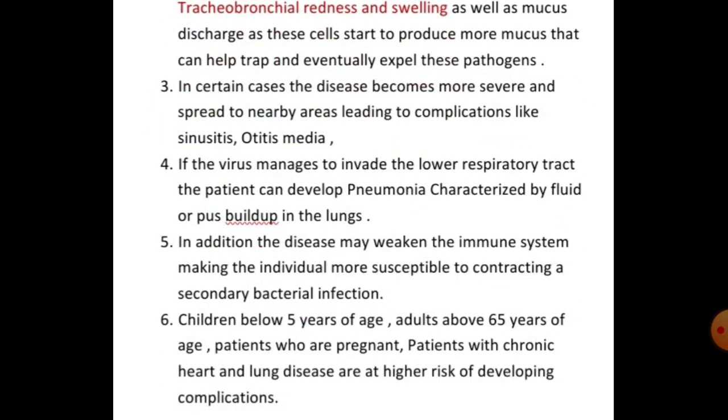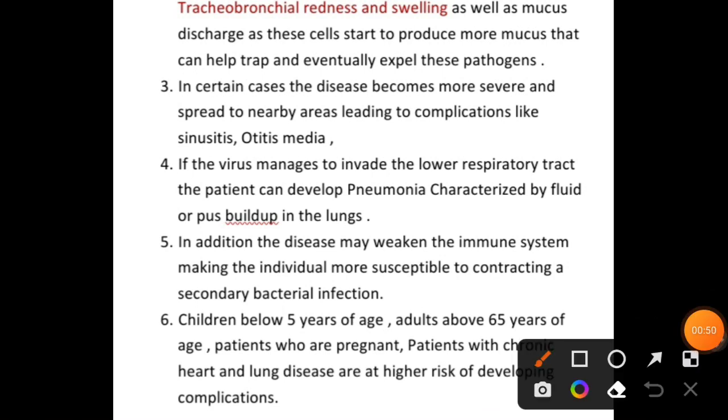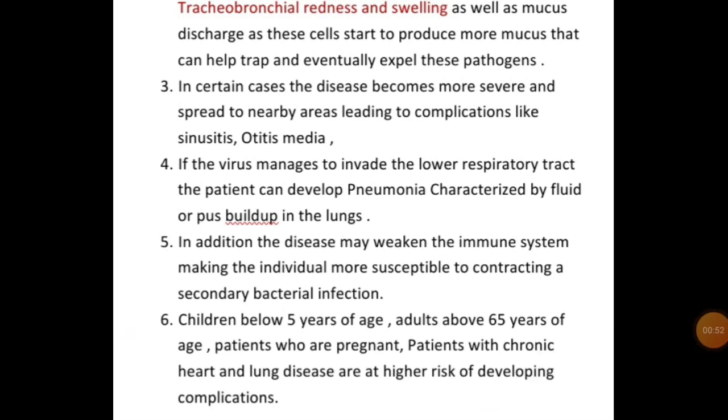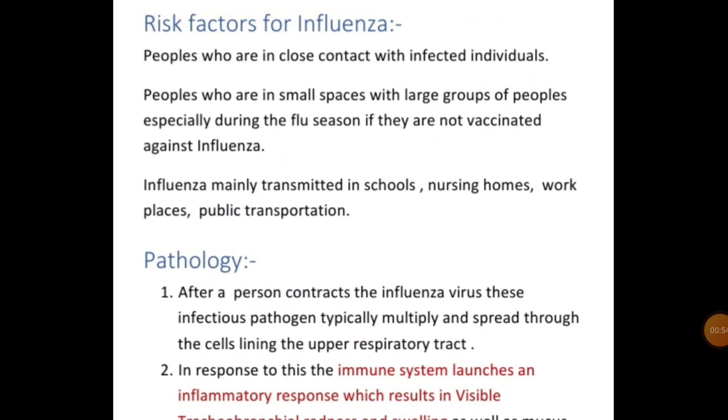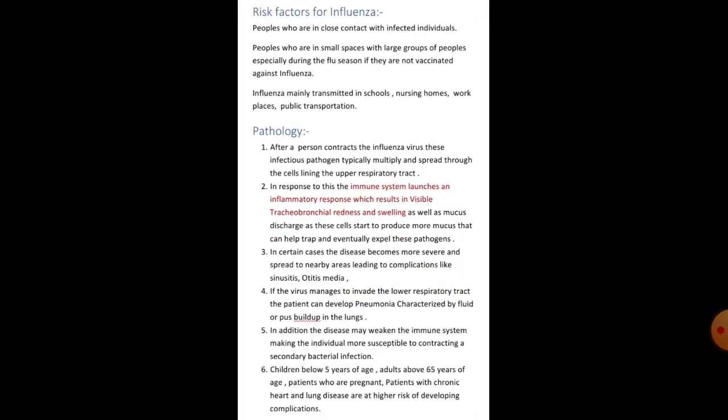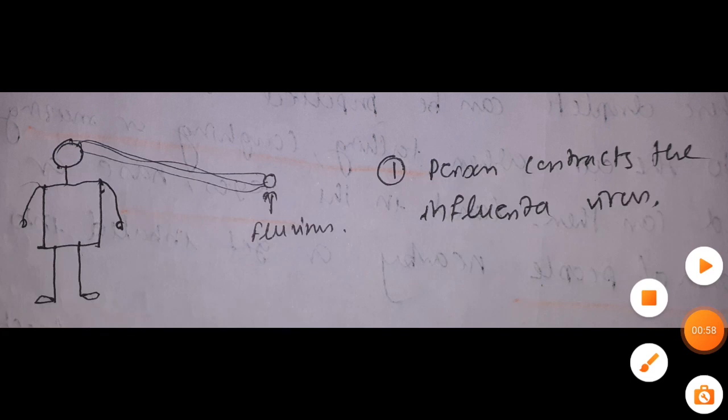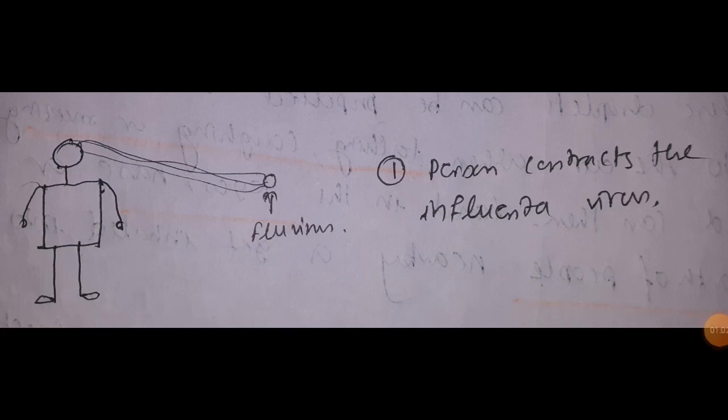Especially remember children below 5 years of age, adults above 65 years of age, pregnant patients, and patients with chronic heart or lung disease are at risk of developing severe complications. Okay, so that is the risk factor of influenza virus. Now let's talk about how influenza virus causes complications.